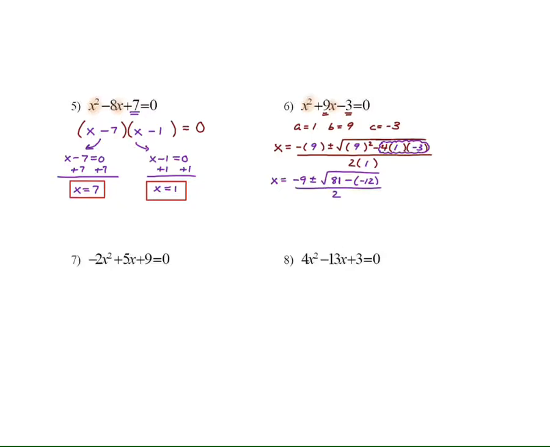all over 2 times 1, which is 2, and then all I need to do is correctly add or subtract those numbers on the inside of the radical. So negative 9 plus or minus, and then 81 minus negative 12 is the same as 81 plus 12, which is 93, all over 2. And then the last thing I need to check is if 93 has any perfect square factors. It does not, so that would be my final answer.